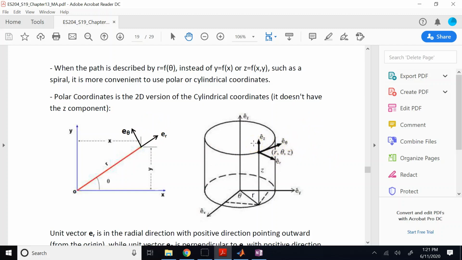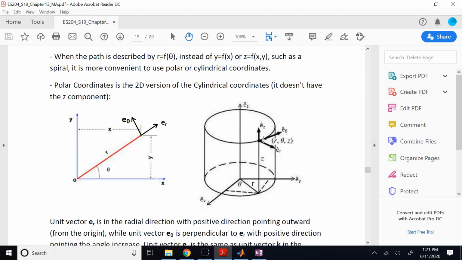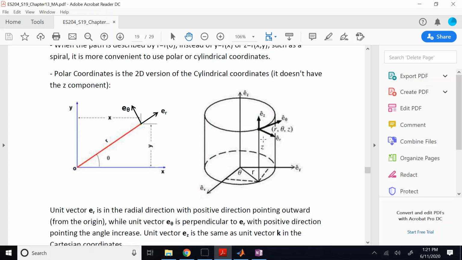So this is a mix. Two of the three unit vectors, e_r and e_theta, do rotate, because as the particle moves on the cylindrical surface, definitely the angle theta changes, and so e_r and e_theta would rotate, but e_z does not change, does not rotate. It's the same as k we had in Cartesian, and so it is a fixed vector.